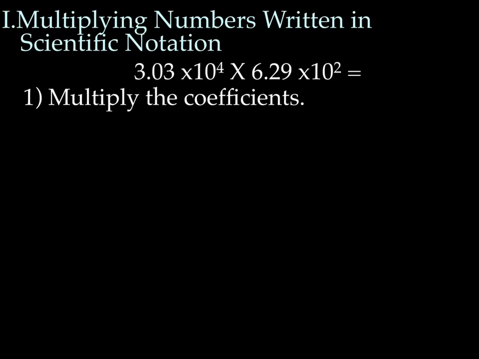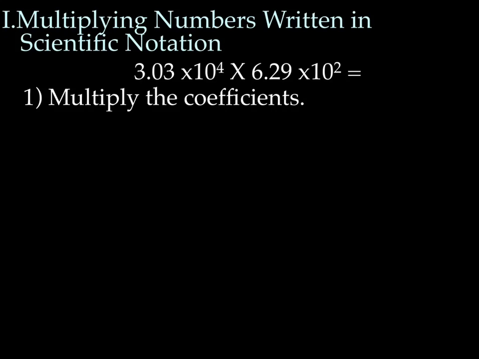So we're going to use the example 3.03 times 10 to the fourth multiplied by 6.29 times 10 to the second. And remember from the last lecture that times 10 to the fourth does not mean multiply by 4, right? The way you would say this problem is 3.03 move the decimal 4 times, 6.29 move the decimal 2 times. So the only multiplication is right there. All right. So the first step in multiplying numbers written in scientific notation is to multiply the coefficients.